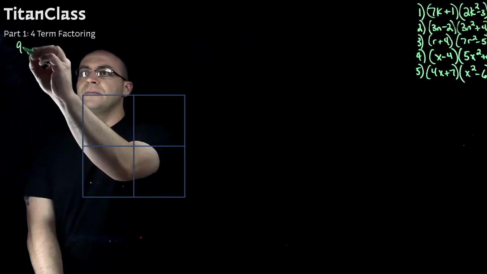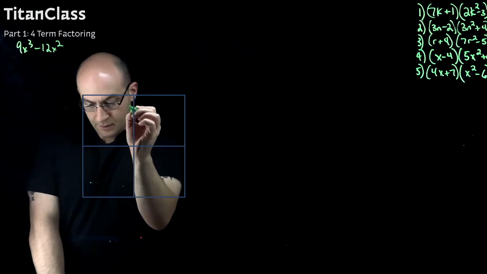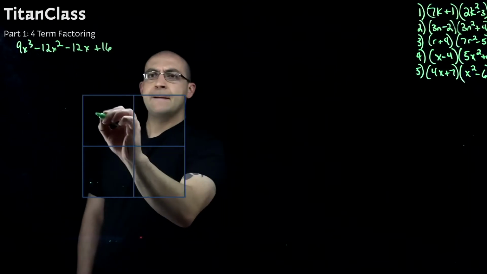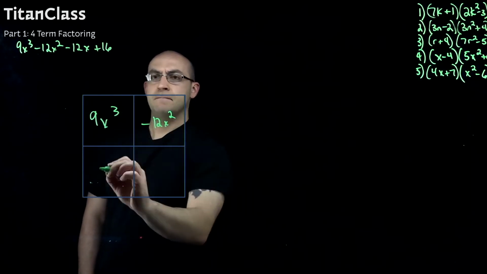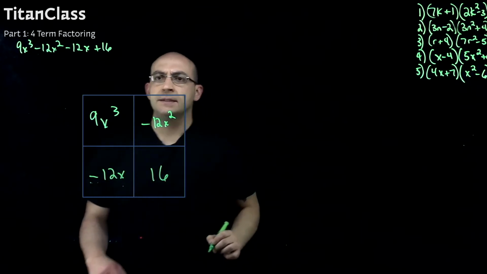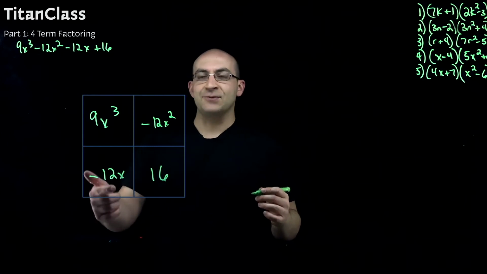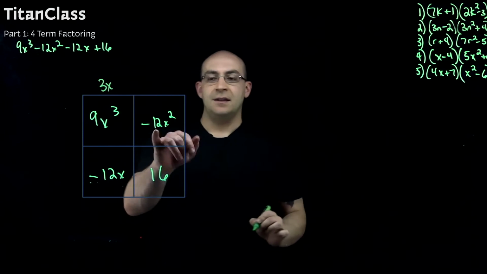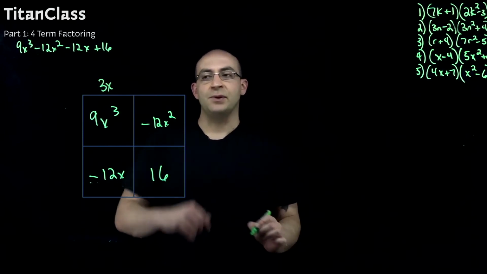9x to the third minus 12x squared minus 12x plus 16. Okay. I feel like there's a lot of 3's coming out of here. 9x to the third and negative 12x. I can definitely pull a 3 out, so let's go 3x. Here and here, 4, right? I can divide a 4 out of both. Let's pull a negative 4 out.